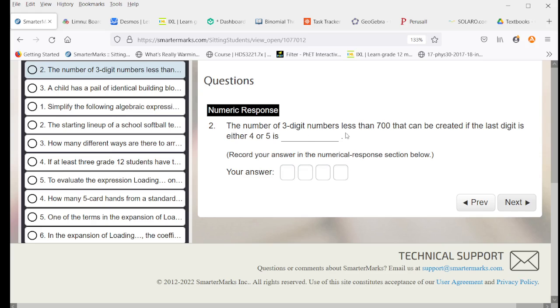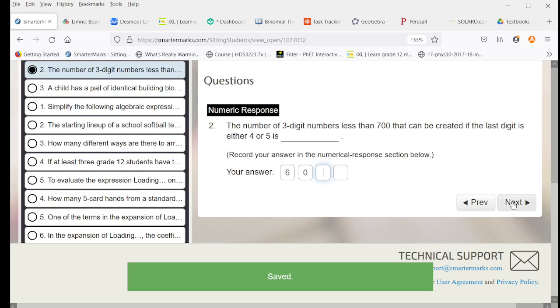Now the number of 3-digit numbers less than 700 that can be created if the last digit is either 4 or 5 is. So 3-digit numbers less than 700. That means we have 6 options for our first digit. Right, the biggest is 699. If it's less than 100, where that leading digit would be 0, then we don't have a 3-digit number, we have a 2-digit number. So we've got 6 options for the first blank, 2 options for the last, and 10 in the middle. So that makes 60.